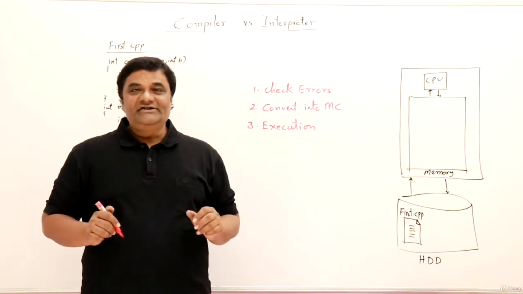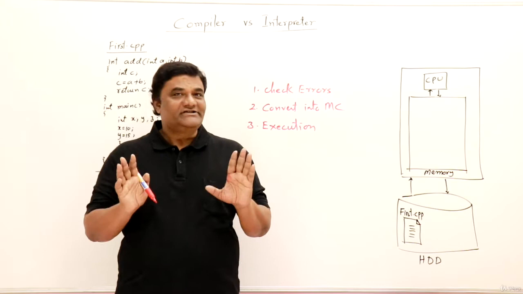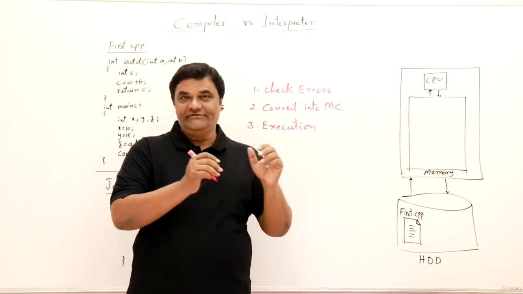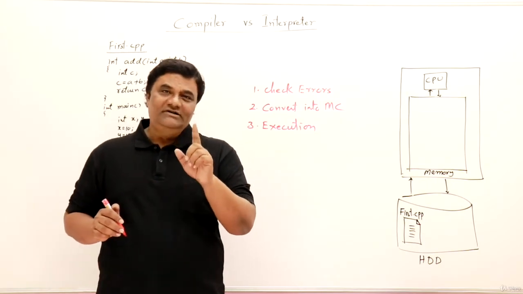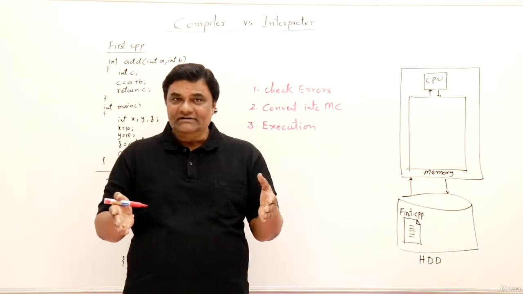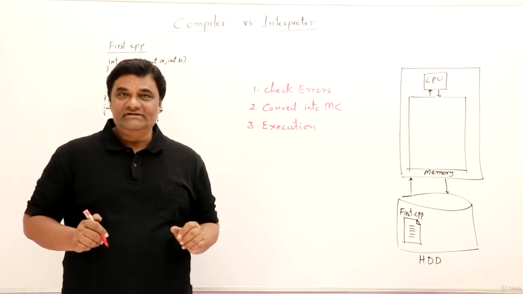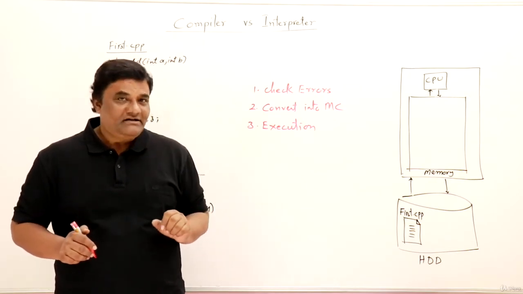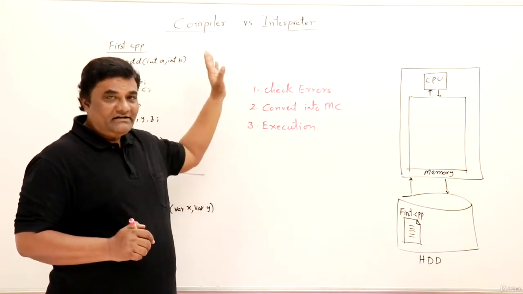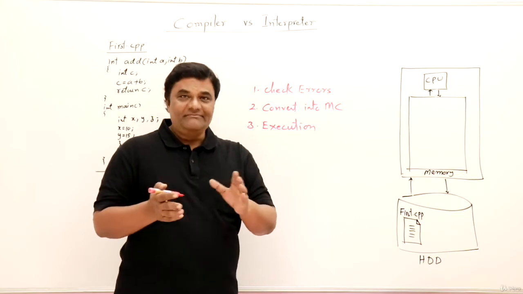If I talk about execution, the compiler doesn't take the responsibility of execution, but the interpreter takes the responsibility of execution. The compiler is not involved in execution of a program. The interpreter is involved. All these things we will learn in detail, step by step, the differences between compiler and interpreter. Just keep in mind, these are the three major tasks related to compiler and interpreter. Now let us compare them one by one.